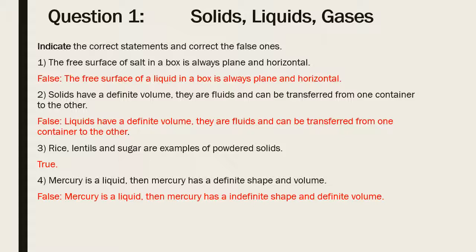Mercury is a liquid, then mercury has a definite shape and volume. First of all, mercury is a liquid. Then mercury has a definite shape. Remember, liquids take the shape of the container, so their shape keeps on changing, so they do not have a definite shape, they have an indefinite shape. Therefore, it's wrong: they have an indefinite shape but a definite volume.